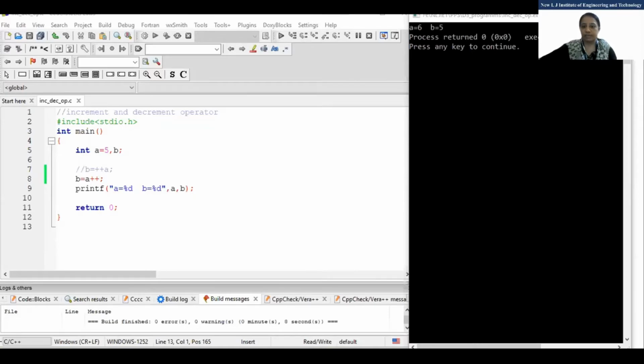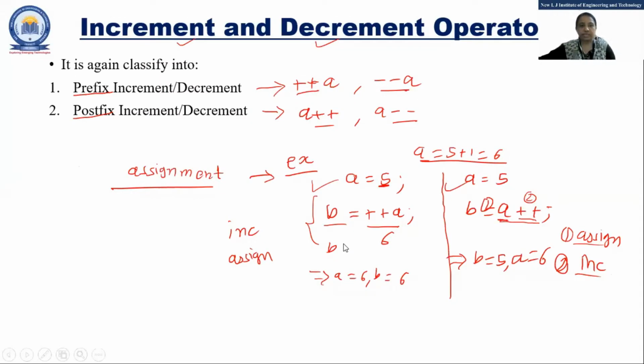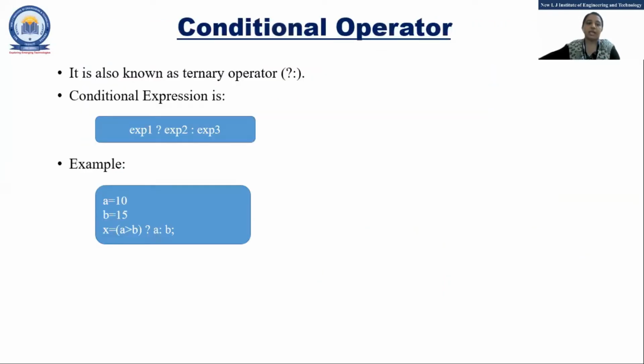Again, we'll move to the PPT. Now you can see the example of this and the answer also. Next one is the conditional operator. The conditional operator is sometimes also known as the ternary operator. You can see the syntax is a question mark and colon.